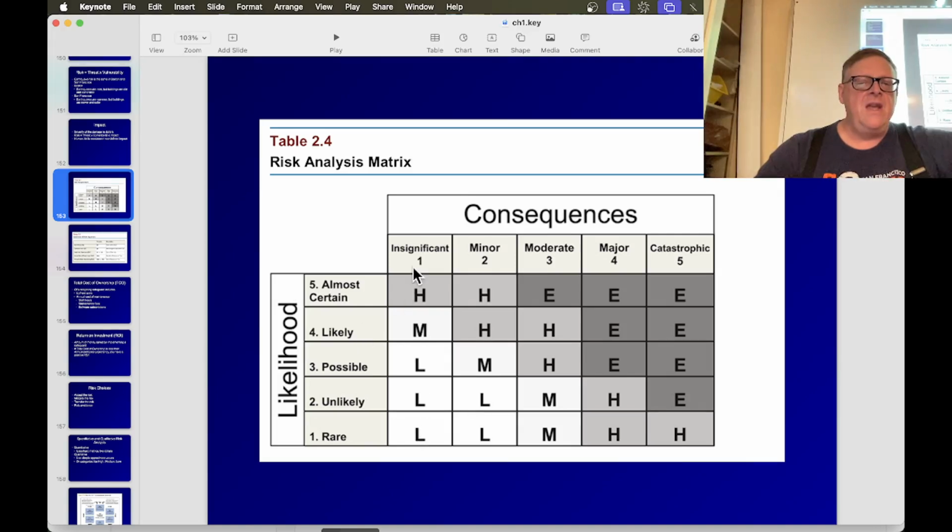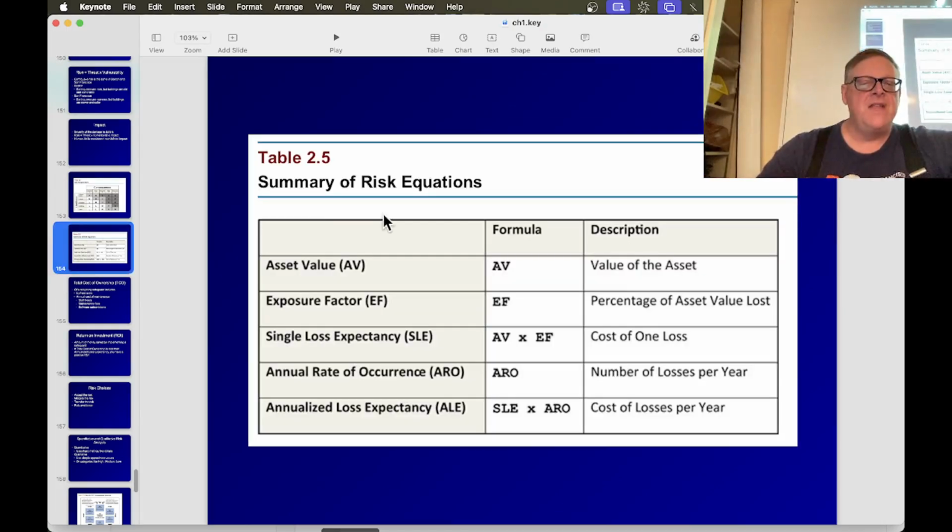So if you have insignificant consequences and it's almost certain to happen, then that's here. If you have something that has catastrophic consequences, but it's extreme or high risk here, even if it's a rare activity, you determine what the consequences are and how likely it is to happen, and then you rate it as like high, medium, low, or I guess extreme. That's usually where you're at, a qualitative statement like that.